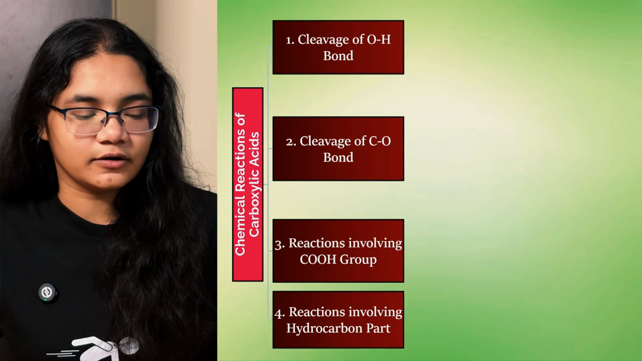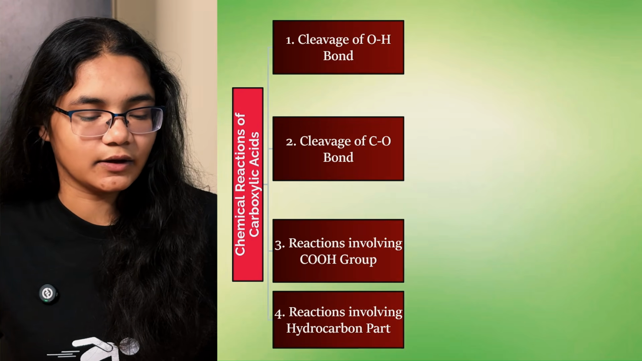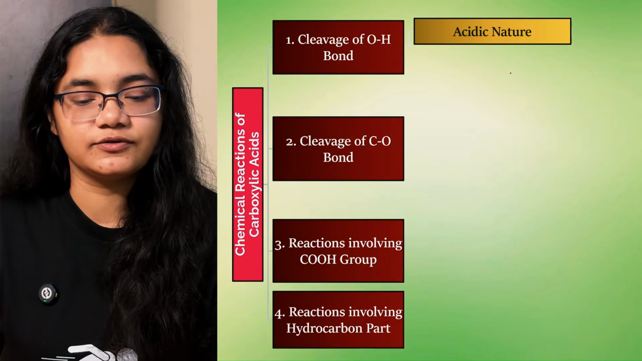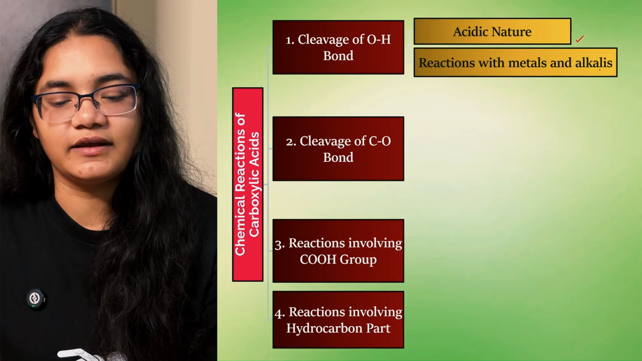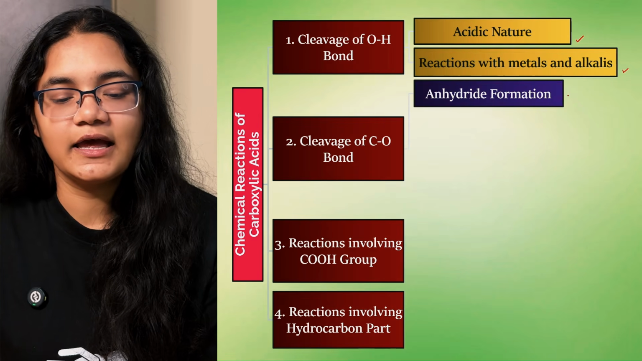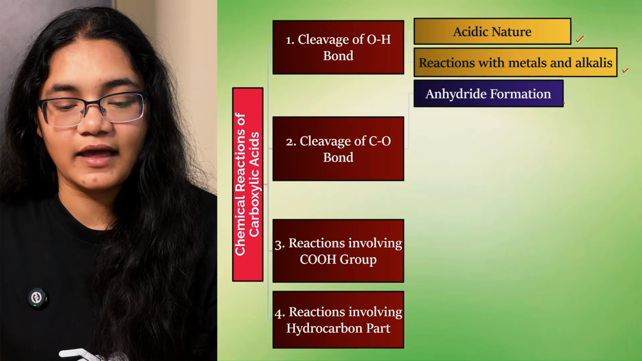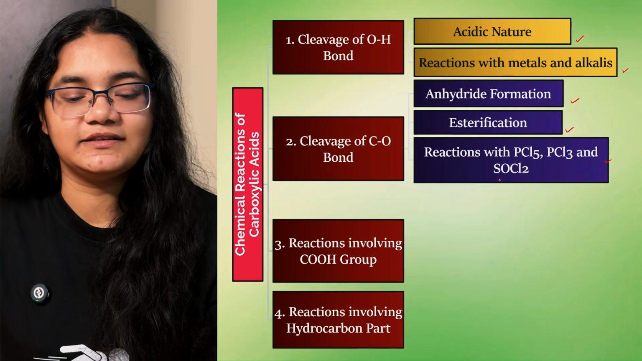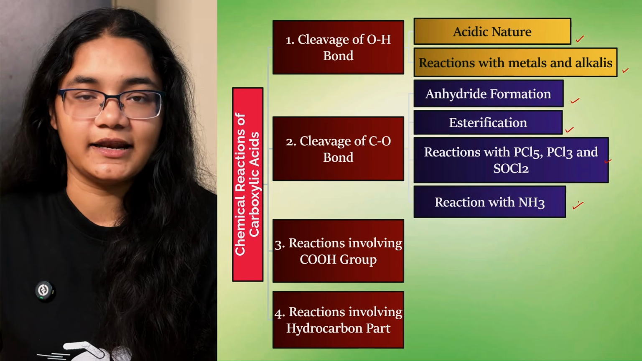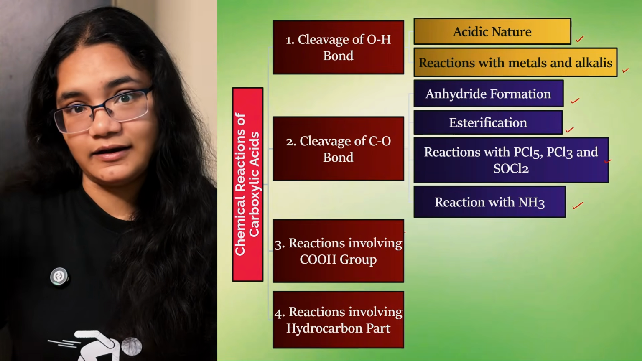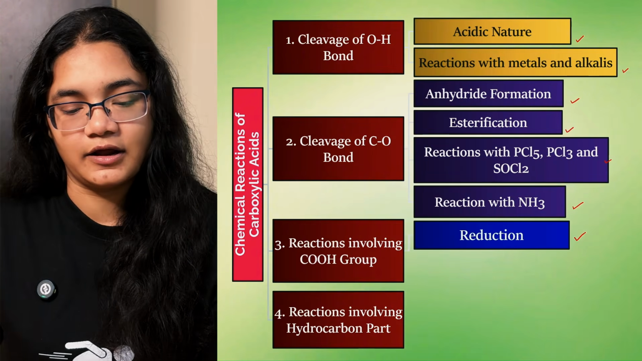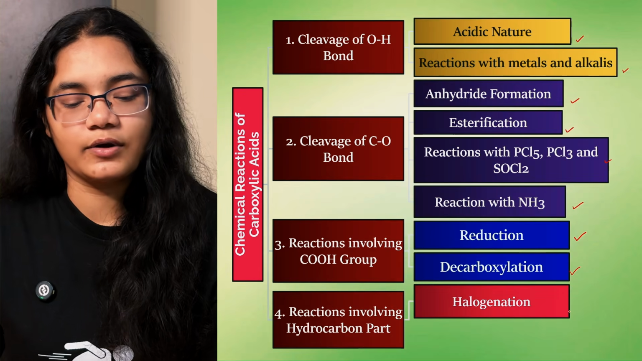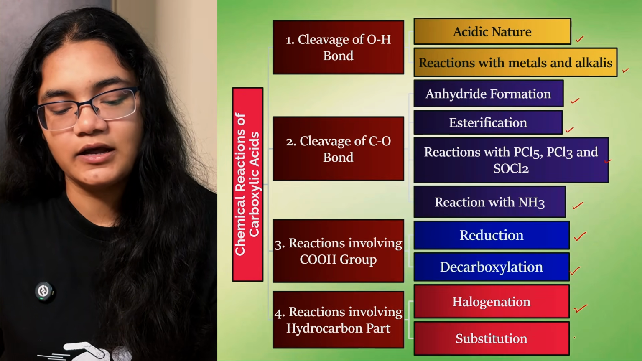Next, we'll just discuss this one, that is cleavage of OH bond. What all reactions do we have? We have acidic nature, we have reactions with metals and alkalis, and next cleavage of CO bond. In that we have anhydride formation, esterification, reaction with PCl5, PCl3 and SOCl2, and reaction with NH3. Next, reactions involving the entire COOH group. There we have reduction reaction, decarboxylation reaction, and reactions involving the hydrocarbon part, we have halogenation and substitution.